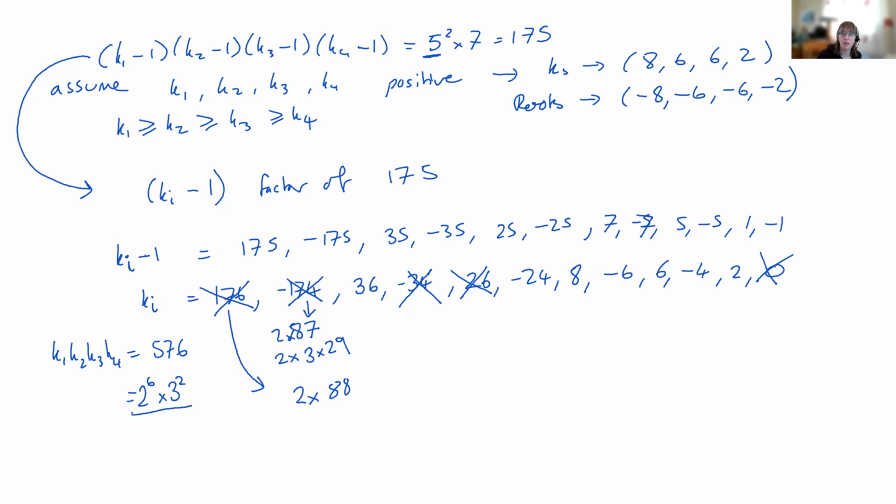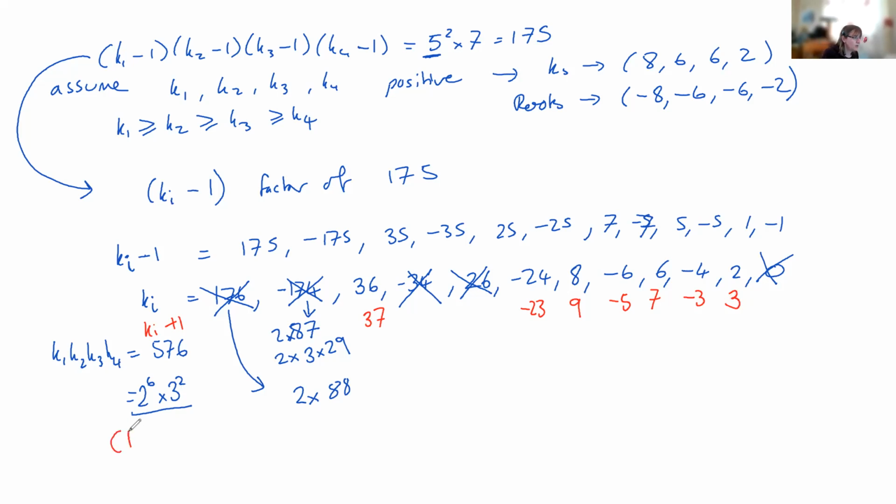I'm just going to change colour. So we can also look at ki plus 1. So 35, that's going to give me 37. Add 1 again. Minus 24, that's going to go to minus 23. This is going to go to 9. This is going to go to minus 5. This is going to go to 7. This is going to go to minus 3. This one is going to go to 3. So again, I'm hoping that I've managed to add 1 correctly in each case.